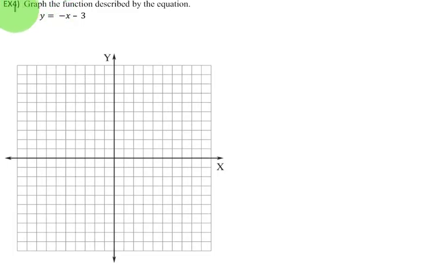We've been working with functions and graphing functions. This example wants us to graph the function described by the equation below. So we're going to use this equation to graph our function.